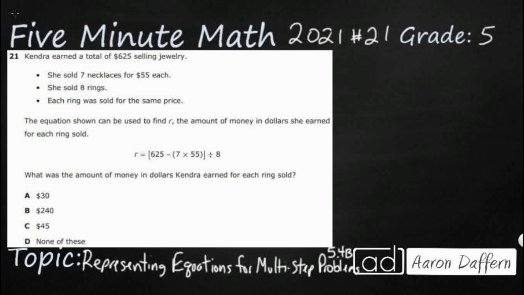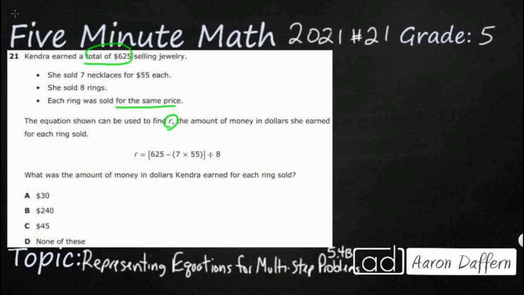So Kendra earned a total of $625, so that's going to be our total there. She sold 7 necklaces for $55 each. She sold 8 rings, and they were each sold for the same price. So we need to find the amount R, how much money each ring sold for.